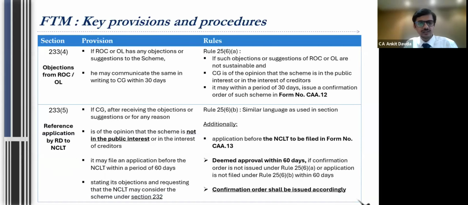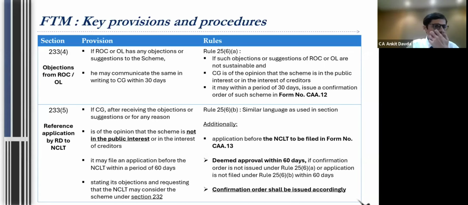In 233(4), it says that ROC or OL has some objections, but still RD believes that such objections are not sustainable, and in the opinion of RD, things are in order. Then it can issue the confirmation order under CAA 12.